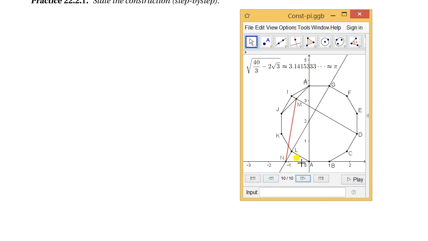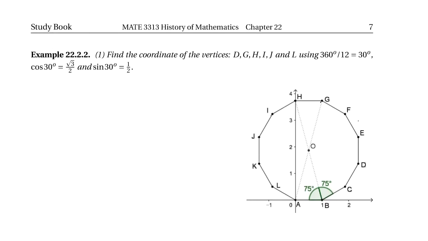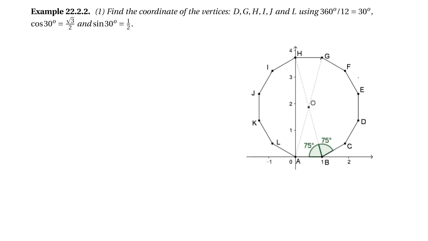Using this, let's show after construction why the length of this line segment is exactly like that. So let's go to the next example. Now it's asking to find the coordinates of those necessary vertices, out of these 12 of them. Those vertices are needed to construct all these line segments.